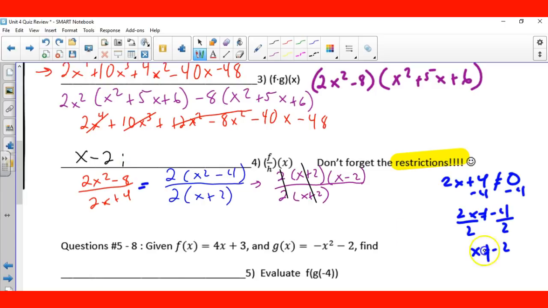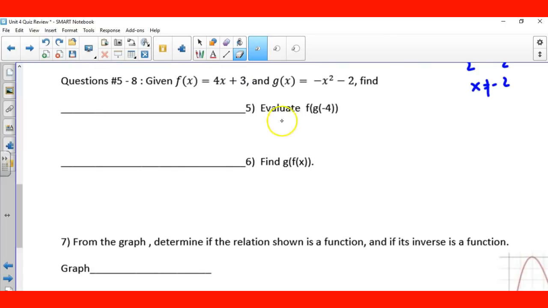And then don't forget your restriction. That's a semicolon, guys, that's not an I. There we go, x minus 2, and where x is not equal to -2. There we go. X is not equal to -2. So there is our solution right there. Okay? Alright, moving along right here to 5 through 8.